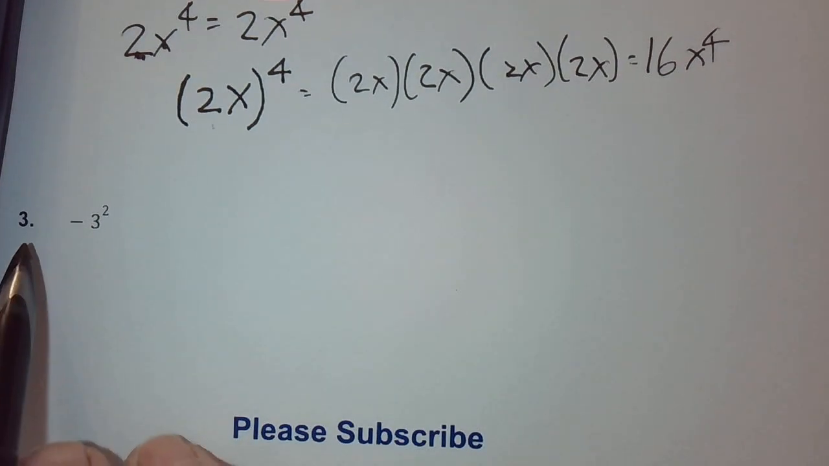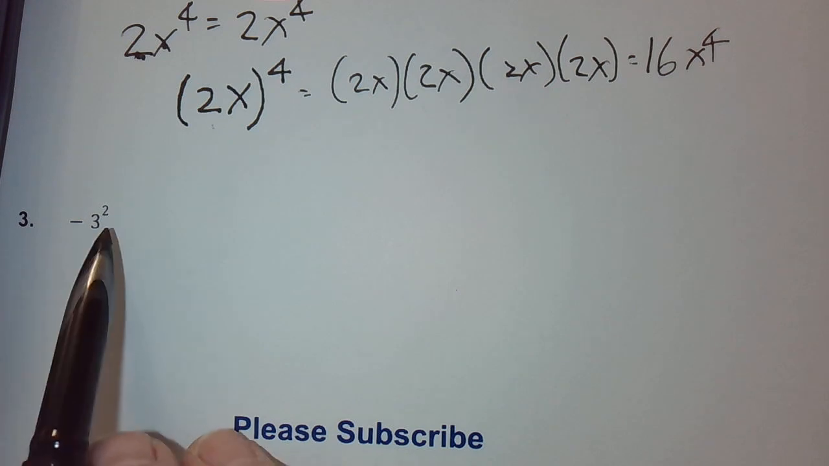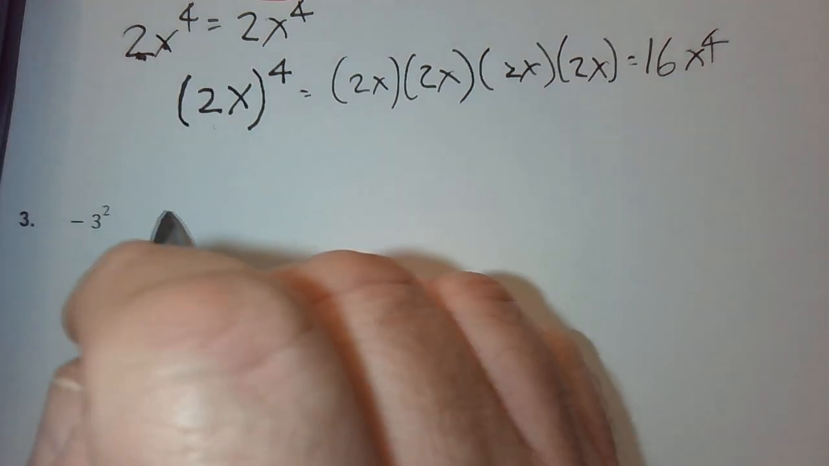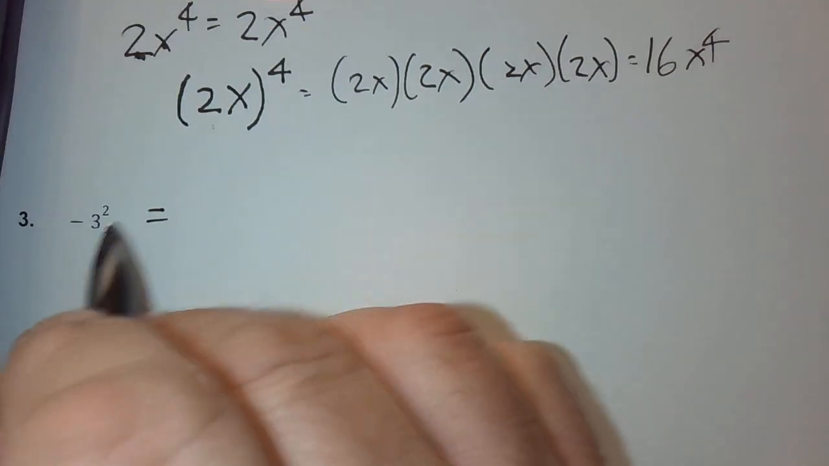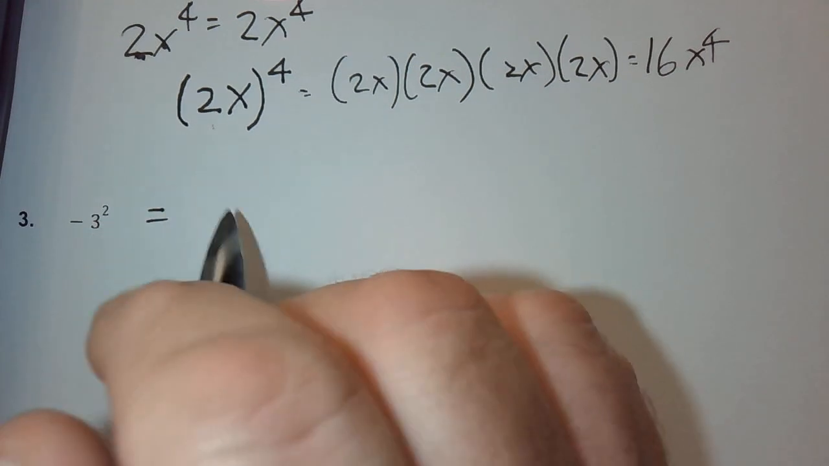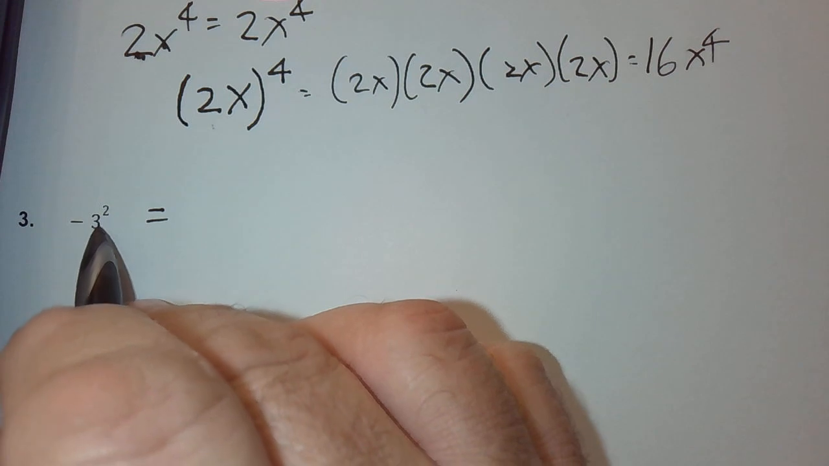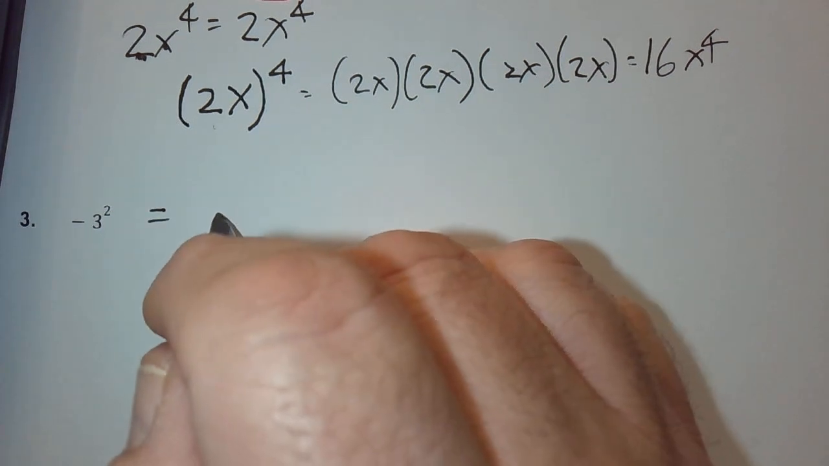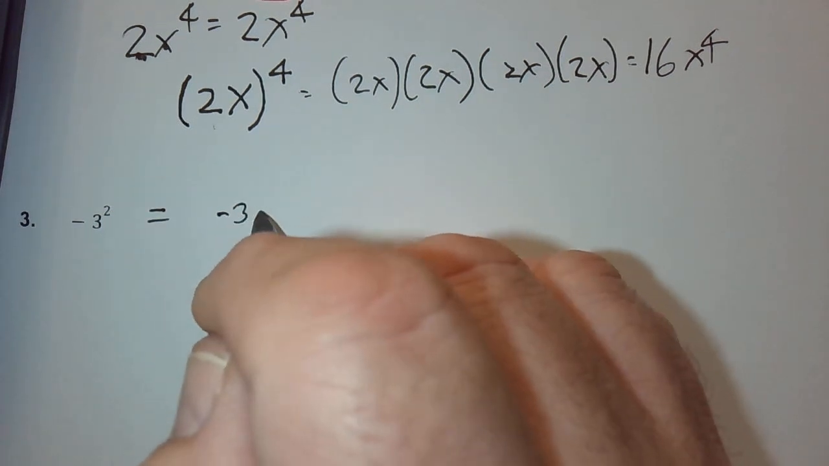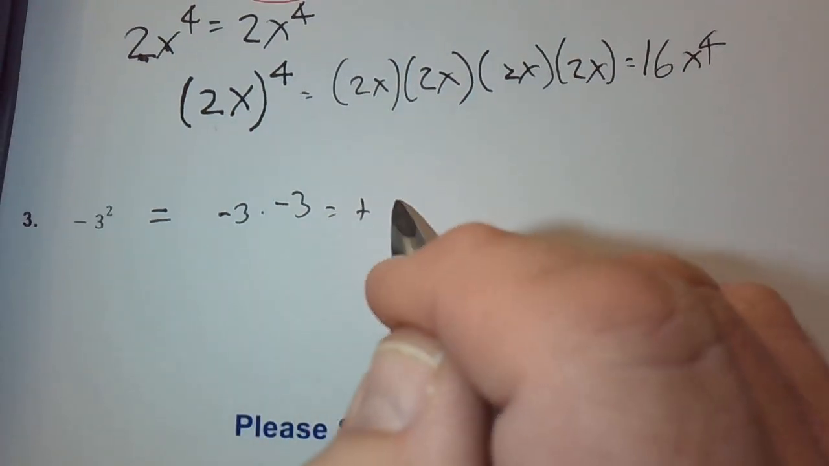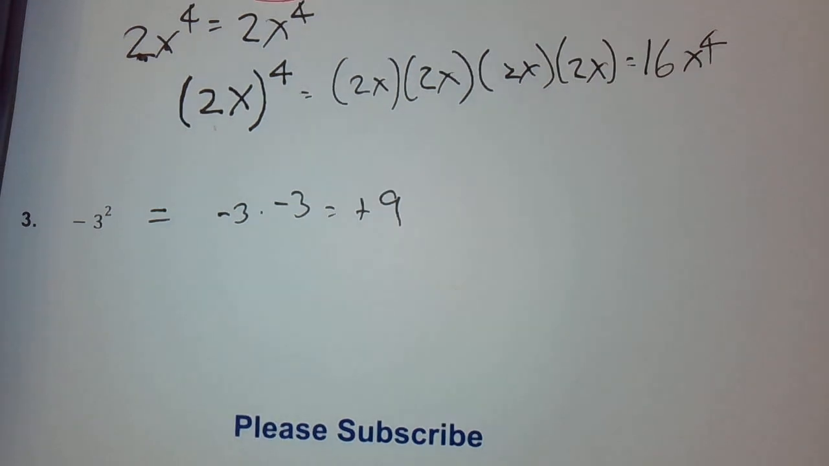So let's look at the third example. We've got -3 raised to the second power. So I see students all the time write that, well, 3 times 3 is 9. So, but -3 times -3, so they go -3 times -3, and they say, well, negative times a negative is a positive, and 3 times 3 is 9. And they say, there I am, positive 9 is the answer.